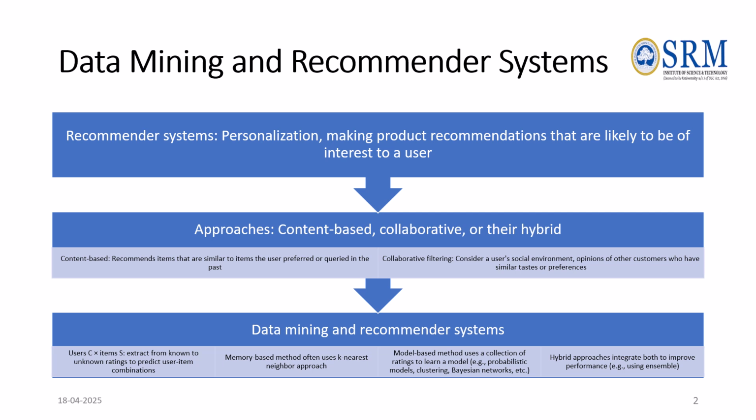Model-based collaborative recommendation systems use a collection of ratings to learn a model, which is then used to make rating predictions. For example, probabilistic models, clustering of like-minded customers, Bayesian networks, and other machine learning techniques have been used. The hybrid approaches integrate both content-based and collaborative methods to achieve further improved recommendations.